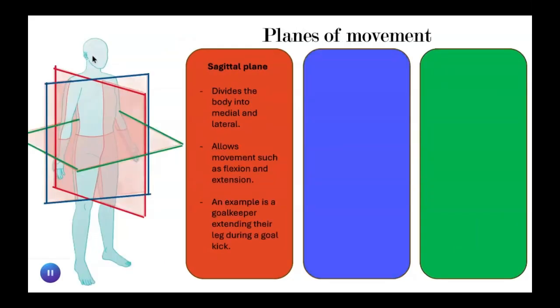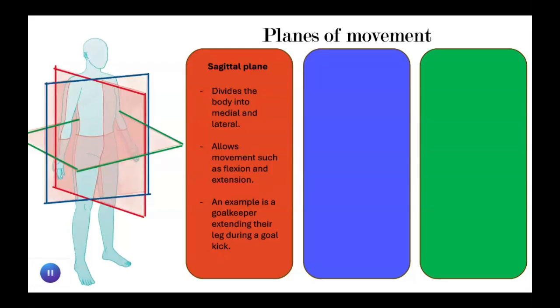Planes of movement. Like axes of rotation, planes of movement are imaginary divisions of the body. There are three types of planes. Firstly, the sagittal plane. The sagittal plane divides the body into medial and lateral, left and right. This plane allows movements such as flexion and extension. For example, the goalkeeper kicking a football for a goal kick, as they are extending their leg at their knee joint.